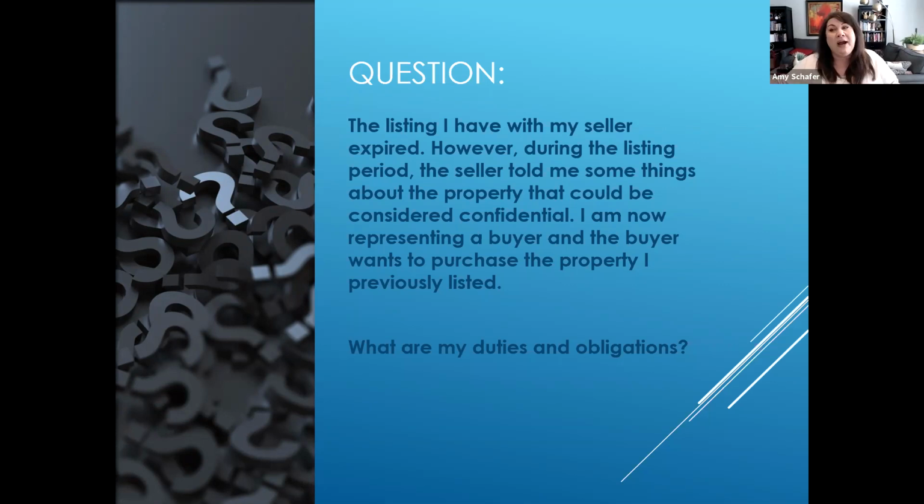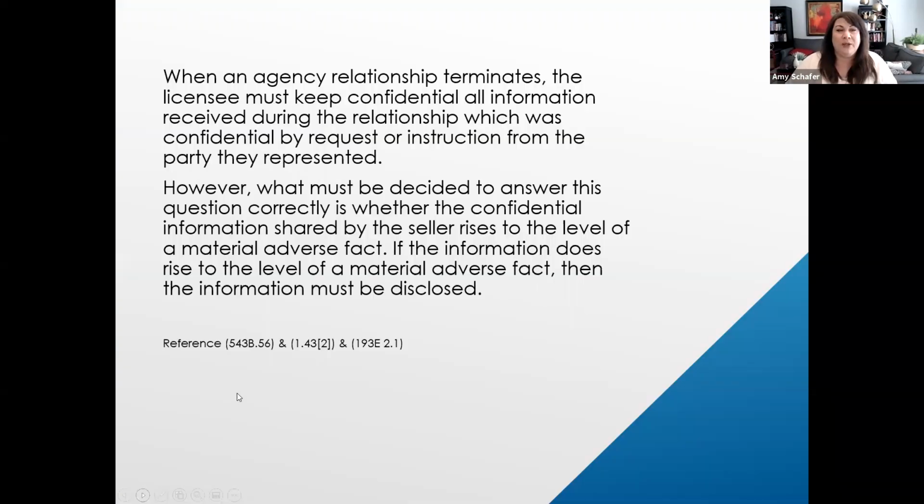And on July 5th, you've got a buyer that calls and says, hey, Amy, once upon a time, you had that property listed. We're kind of interested in it. So you make arrangements to go and show the property. The seller maybe now has new representation with another agent. What are you able to tell that buyer about that seller that you maybe learned about them when you had the home previously listed? Well, this says that when an agency relationship terminates, the licensee must keep confidential all information received during the relationship, which was confidential by request or instruction from the party they represented.